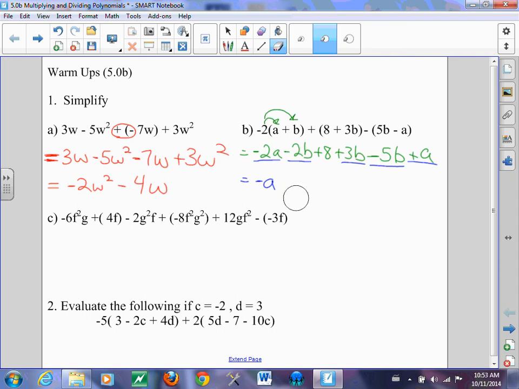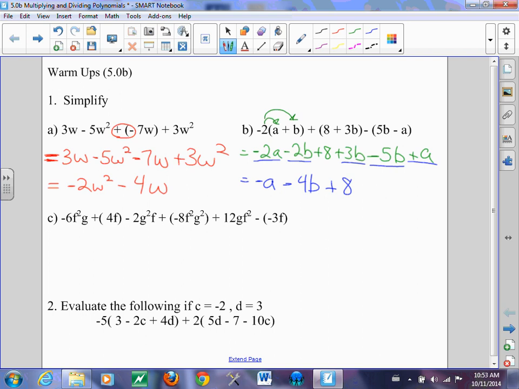So take a look there. We're going to have plus 1 minus 5, which is minus 4b. And then collect our constant term all by itself. Okay? And again, those are all different terms, so you can't add or subtract them.